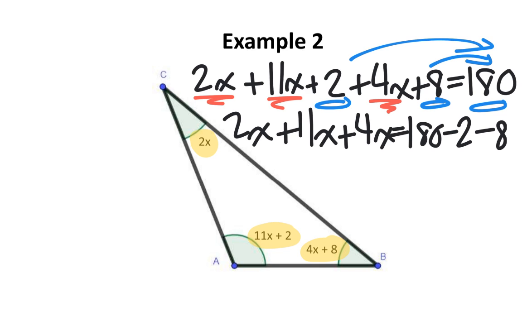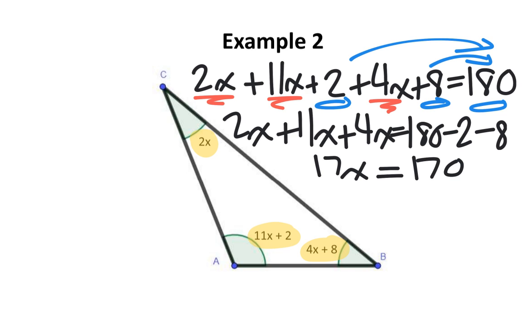I'm going to simplify the terms on the left side of the equation. 2x plus 11x plus 4x is 17x. Meanwhile, I'm going to simplify the terms on the right side of the equation. 180 subtract 2 subtract 8 gives you 170.